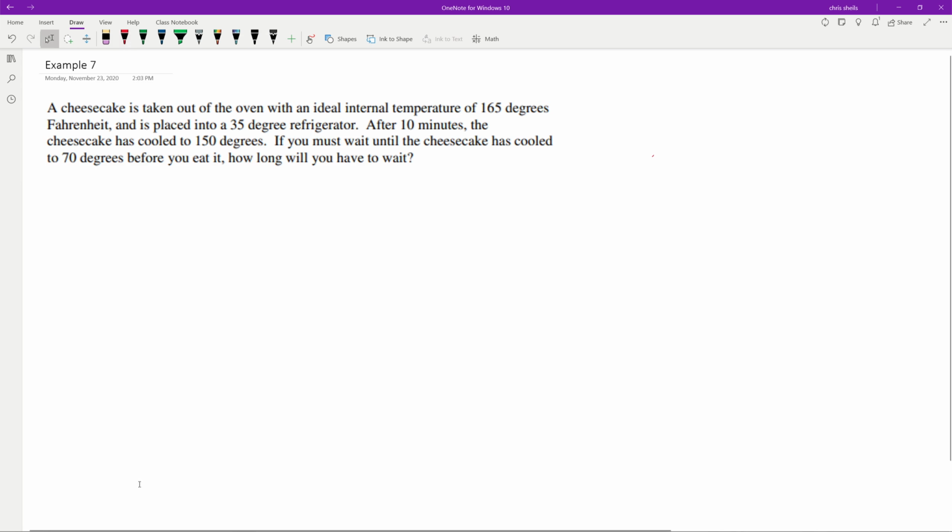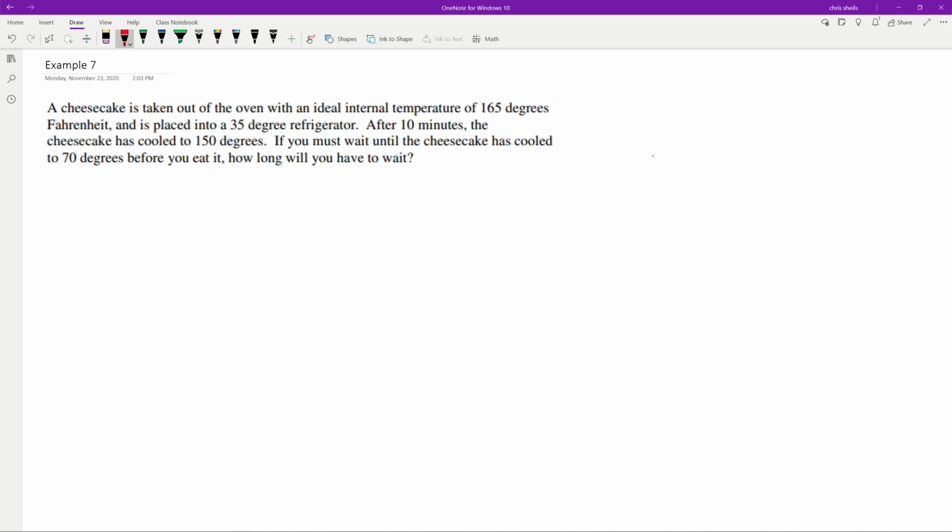Here's actually a pretty good application. A cheesecake is taken out of the oven with an ideal internal temperature of 165 degrees Fahrenheit and is placed into a 35-degree refrigerator, which I don't recommend doing. You should let it cool to room temperature a little bit before you throw it in the fridge. But anyway, after 10 minutes, the cheesecake has cooled to 150 degrees. If you must wait until the cheesecake has cooled to 70 degrees before you eat it, how long will you have to wait?